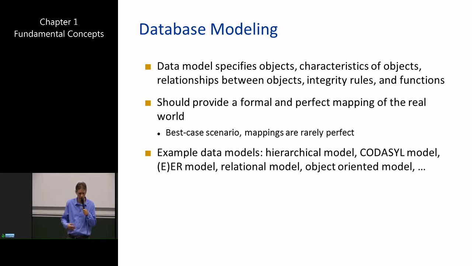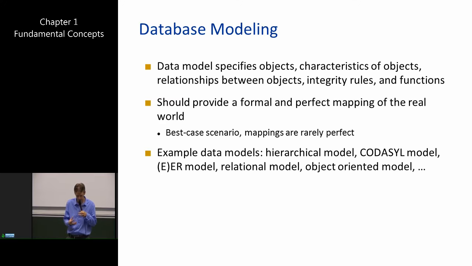So you're going to have a process which is going to start between the business user, remember, and the data modeler in order to come up with a data model. And that data model should provide a formal and perfect mapping of the real world. When we say the real world, we actually mean the universe of discourse. We mean the problem area in which you're working. And that problem area could just be a university administration system.